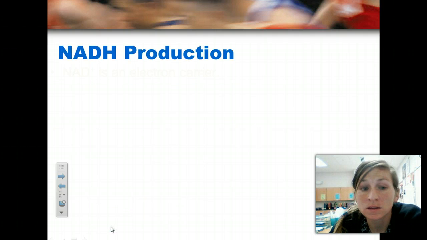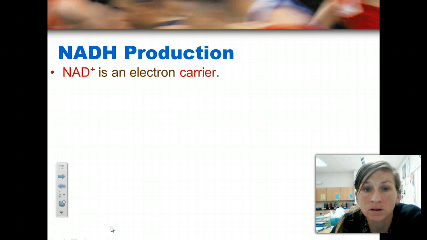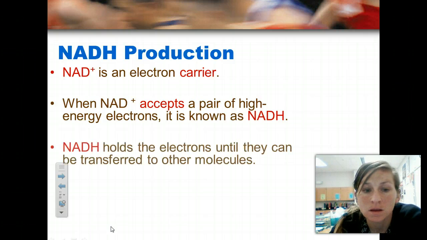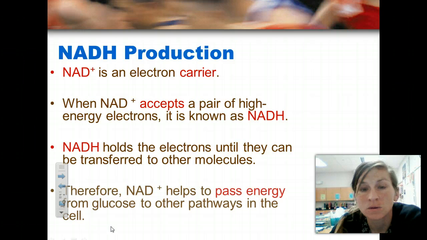NADH. This is very similar to the electron carrier in photosynthesis we knew as NADPH. So NAD plus is an electron carrier. When NAD plus accepts a pair of high energy electrons, it is known as NADH. NADH holds the electrons until they can be transferred to other molecules. So NAD plus helps to pass energy from glucose to other pathways in the cell.